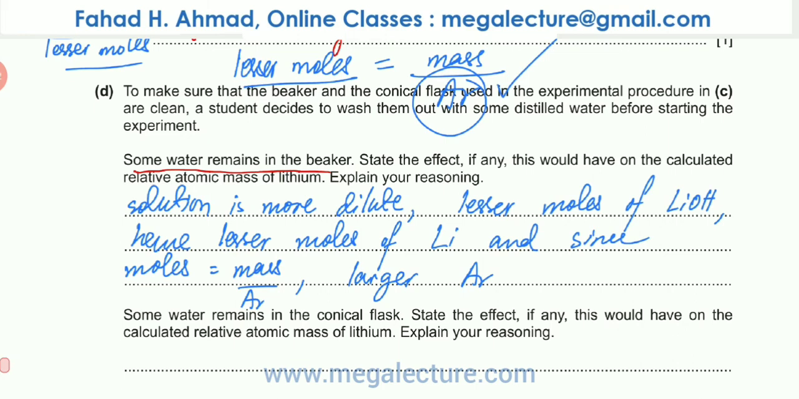So I've written my reasoning over here, which is that the solution is more dilute. There's lesser moles of lithium hydroxide, hence lesser moles of lithium are going to come out. You're going to calculate lesser moles of lithium. And since moles is equal to mass over AR, if you have lesser moles of lithium, the AR would be larger. So the calculated AR is going to come out to be a lot larger.